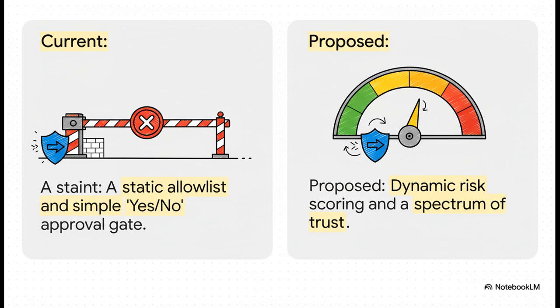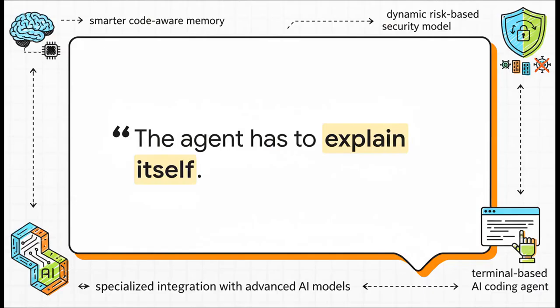It starts asking smarter questions. What is this command? Where did the request come from? And what's the context of the project it's working on? And this quote here really says it all. The agent has to explain itself. This is a huge shift. For anything that seems high risk, the burden of proof is now on the agent.